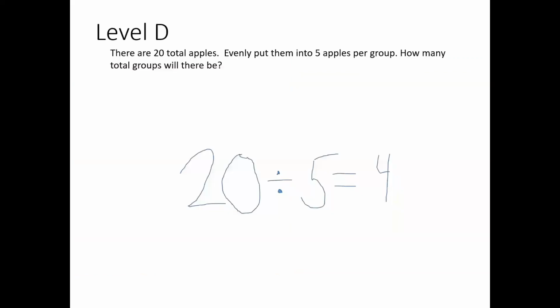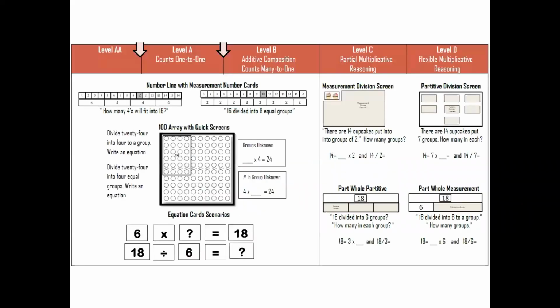Again, for level D, students who are functioning at level D will just look at it and either come up with a missing factor multiplication equation or a division equation to solve it. And this is instructionally what it would look like now.